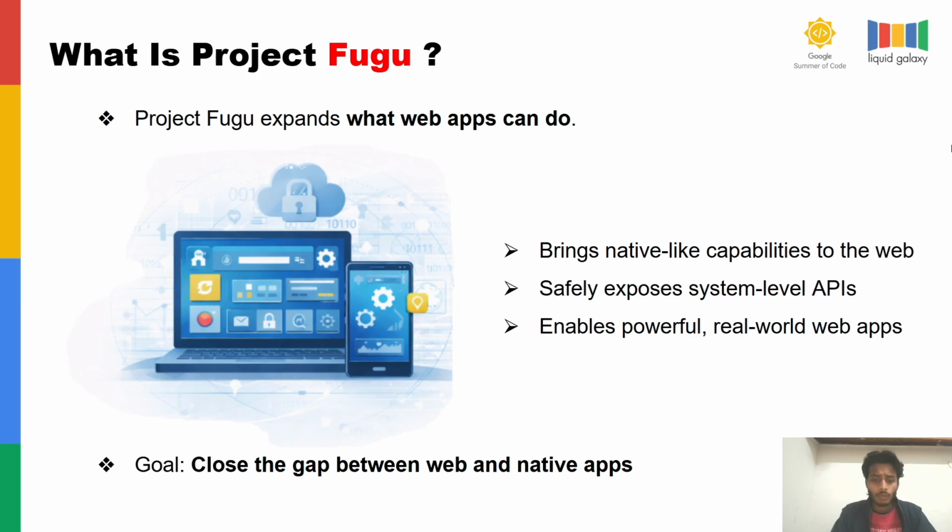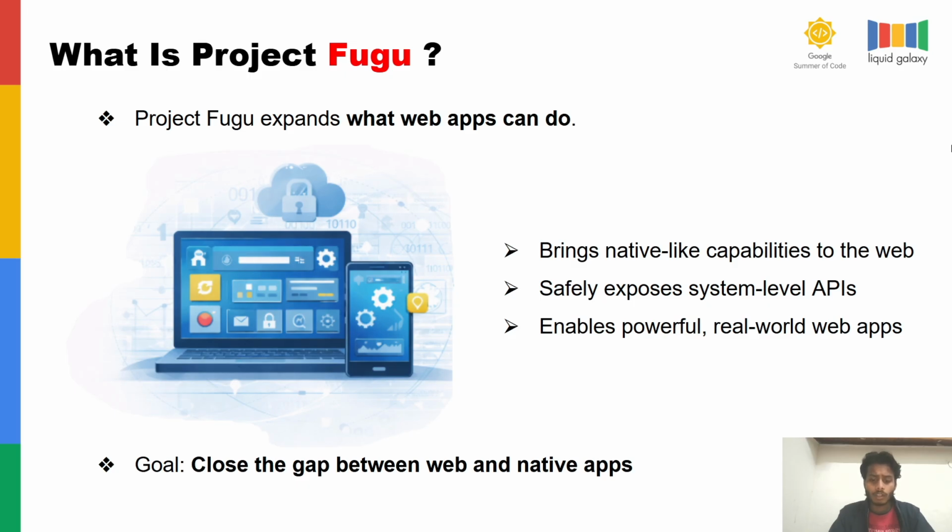The idea behind Project Fugu is to bring native capabilities to the web while still maintaining security and user control. It does this by safely exposing system-level APIs to web applications.